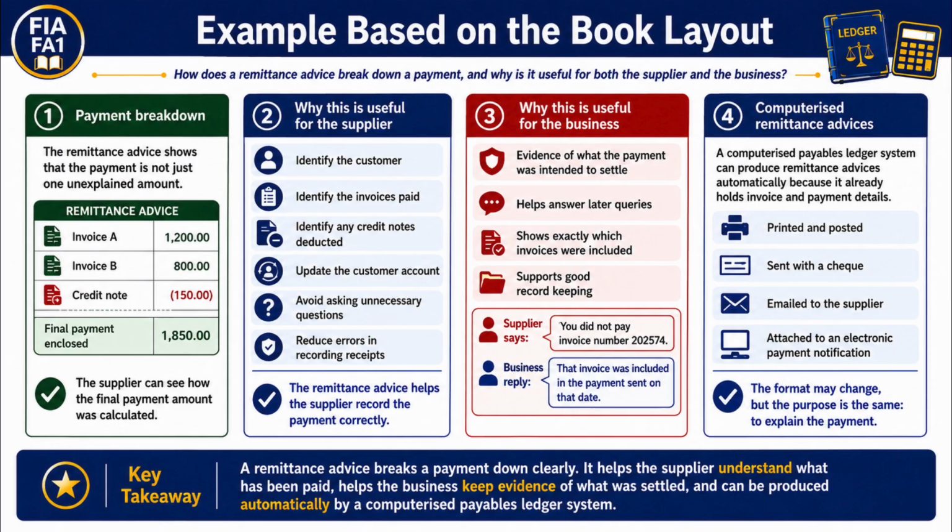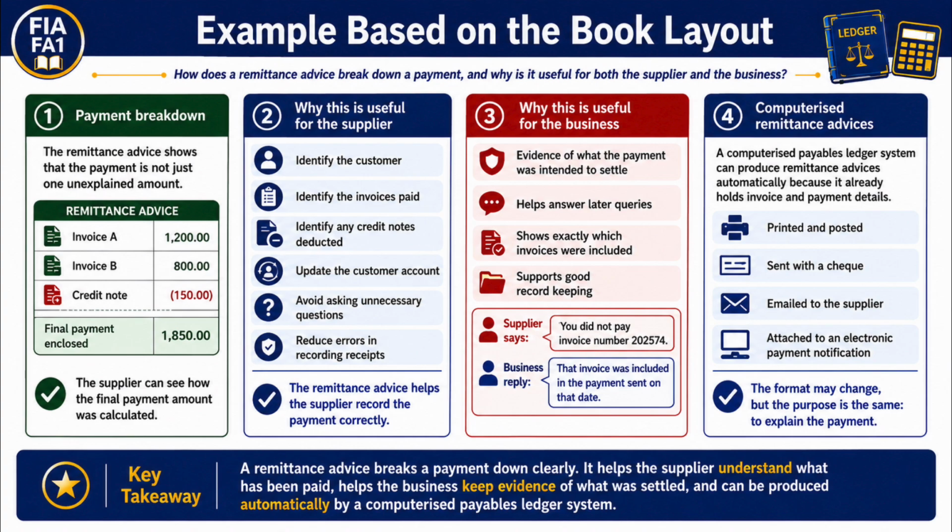Why this is useful for the supplier. The supplier receives many payments from many customers. If the supplier receives a payment without explanation, it may be difficult to match that payment to the correct invoices. The remittance advice helps the supplier identify the customer, identify the invoices paid, identify any credit notes deducted, update the customer account, avoid asking unnecessary questions, reduce errors in recording receipts. So the remittance advice helps both sides. It helps the paying business explain the payment, and it helps the supplier record the payment correctly.